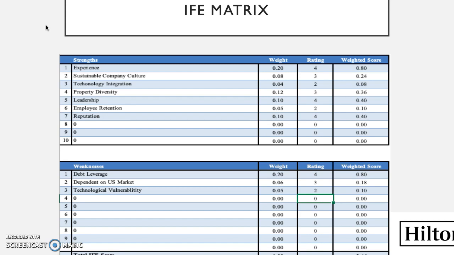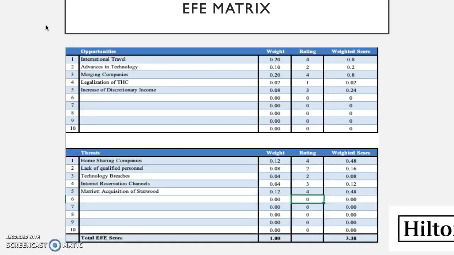Their leadership is extremely important and is doing extremely well. Their leadership has guided them through several periods, and so they've done a good job there. And their reputation is also important, because when you stay at a Hilton, there's a name that comes with it, and that reputation helps them franchise out their company, which keeps their overhead costs down. Their biggest weakness is their debt leverage. They're highly leveraged in debt, which isn't conducive to long-term success, and that's something that should be addressed.